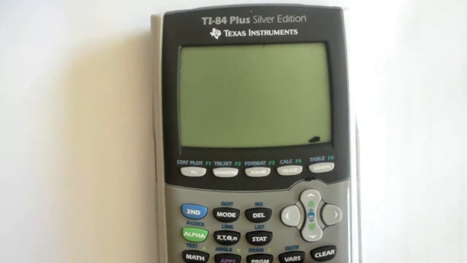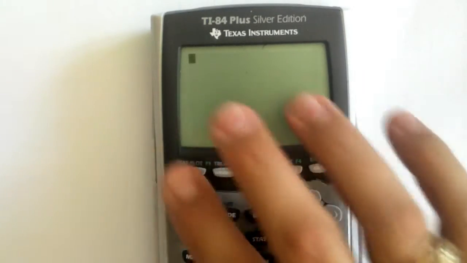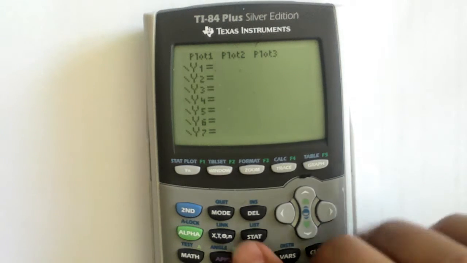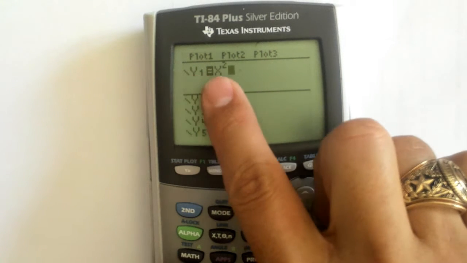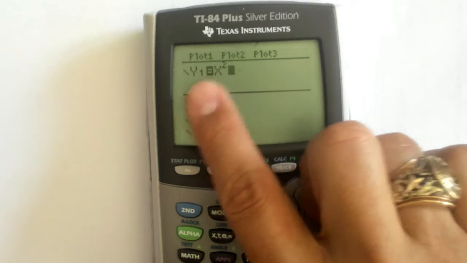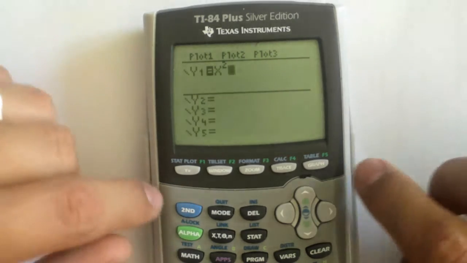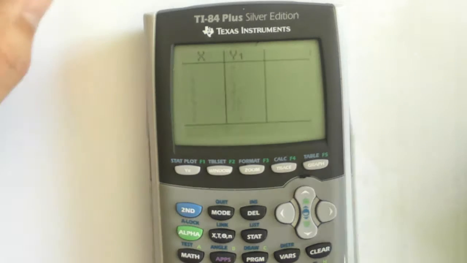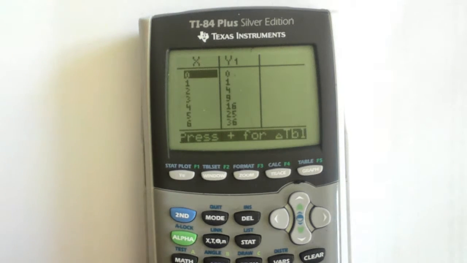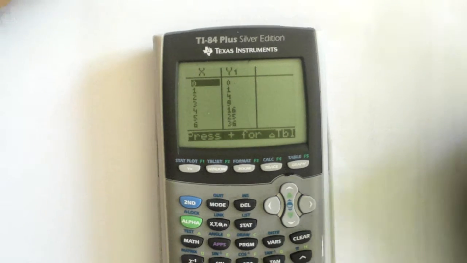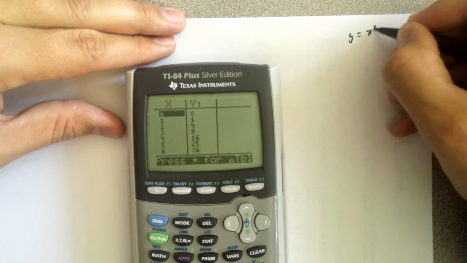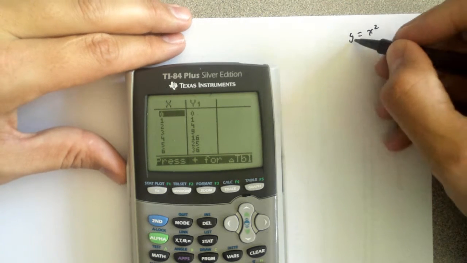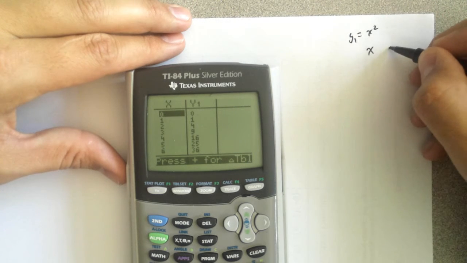In our calculator, we're going to go to the y equals, and we're going to type in y1 equals x squared. Nice and simple. When we have the x squared in there, we're going to look at the table. I'm going to draw this table out on my right hand side, with x and x squared.